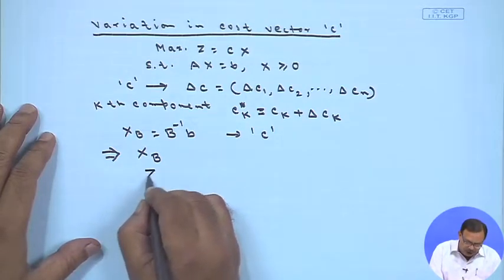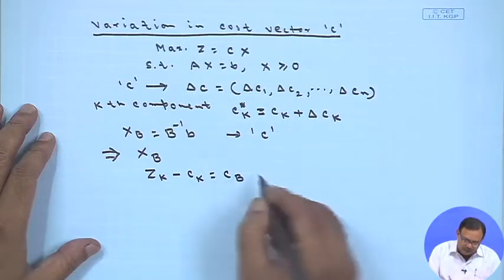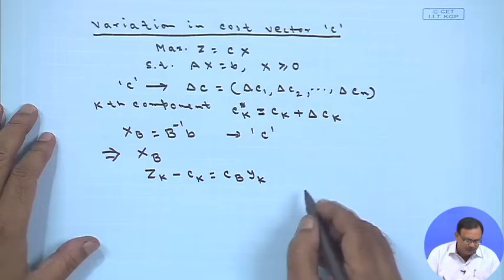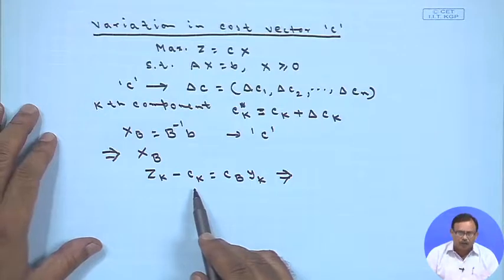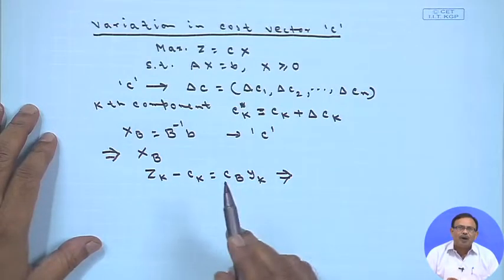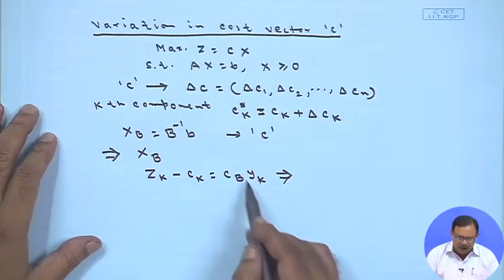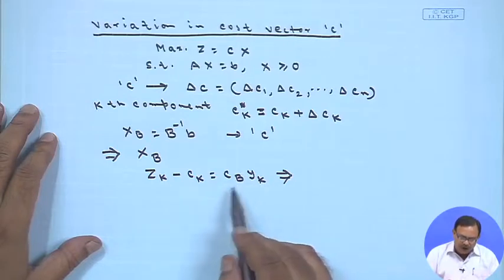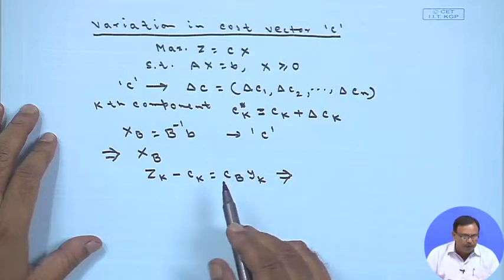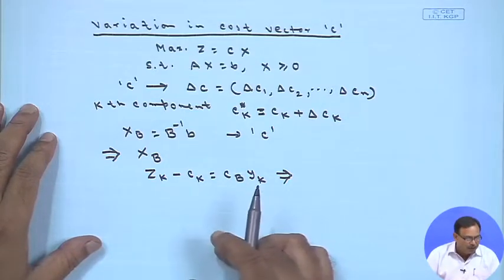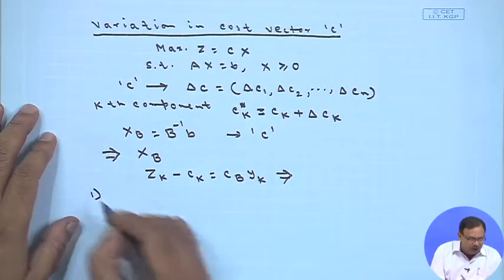And also you know Zk minus Ck equals Cb into Yk. If you remember, Zj minus Cj we earlier computed as Cb into Yb, where Yb is nothing but the variables x1, x2, x3, which I am denoting here as Yk. Since this Zk minus Ck value is dependent on Cb, the optimality criteria may change, or may not change. So two conditions may arise.